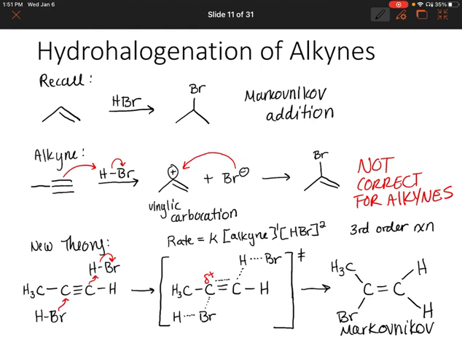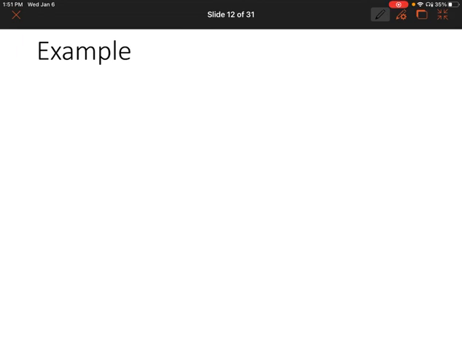Okay, so what would happen if we added more HBr? So let's see what would happen if we had excess hydrobromic acid. So let's start with the following alkyne. Oh, and I'll just draw the hydrogen on the end. So let's say we add excess HBr. So we just have a bunch of HBr hanging out. And I'm just going to highlight the more substituted carbon as blue and the less substituted carbon as purple.